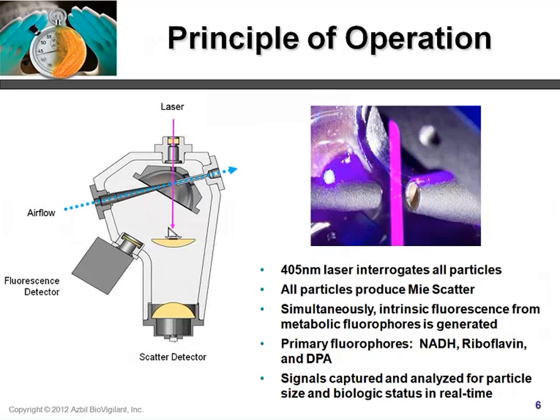For each particle, two different things can occur. Mie scatter is going to occur for all particles in our size range, whereby the scattered light is proportional to the particle size. And the magenta region, which is being shaded here, illustrates the scattered light which is collected by one set of optics and focused onto the scatter detector.